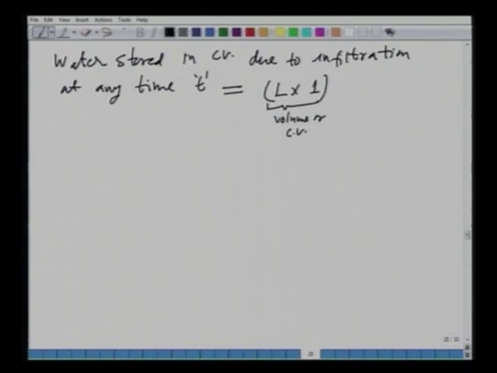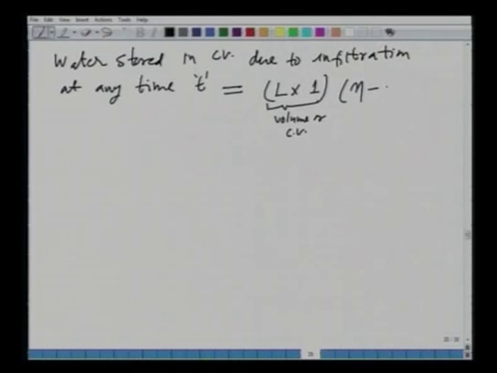And how much water is there in this cylinder? What is the moisture content? It is the maximum one, which is eta minus theta I. Theta I was initially already there, so the initial moisture conditions were theta I. They have gone up to eta, the maximum one, due to infiltration. So the amount of infiltration is equal to eta minus theta I times the volume.